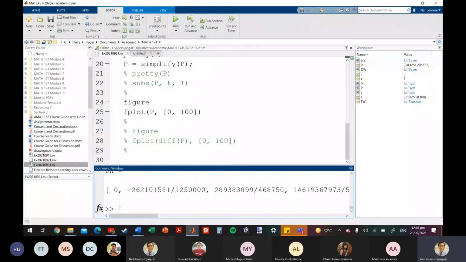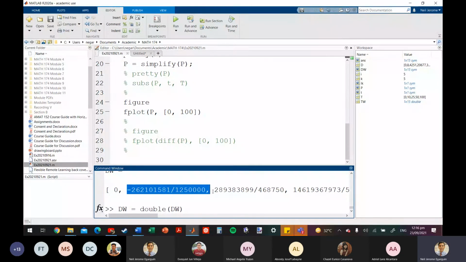But if you want to get decimal representation for these numbers, you can use the double command, so double DW, tapos i-assign ko rin siya halimbawa kay DW. Papalitan ko si DW by the double precision representation of the values in DW. Okay. So ibig sabihin lang, i-evaluate ni MATLAB itong fraction na to using double precision. So ibibigay niya sa atin in decimal. So let's see, hindi ko siya lalagyan ng semicolon kasi gusto kong makita kung ano yung result. And true enough, ito yung nakita natin.